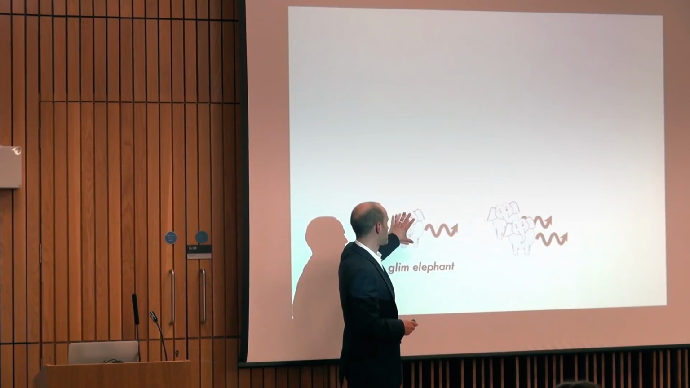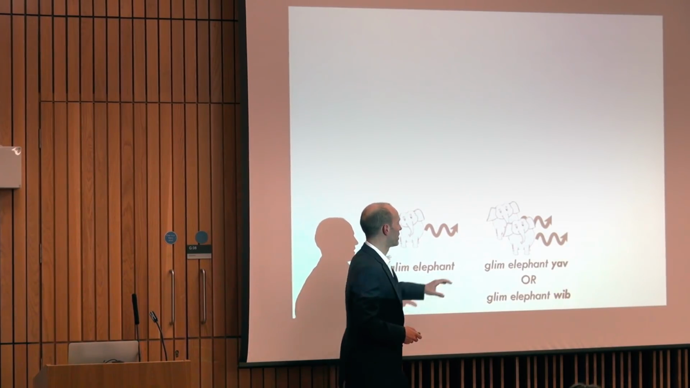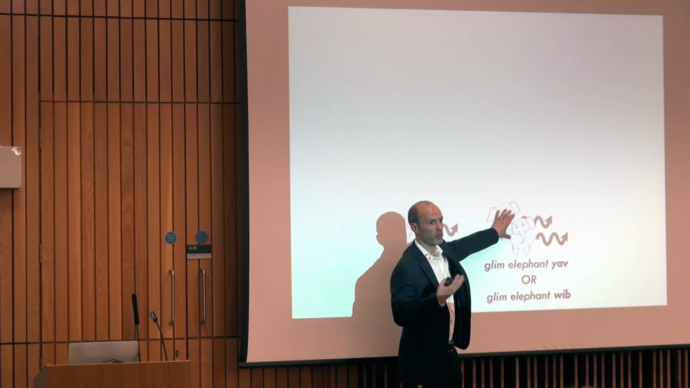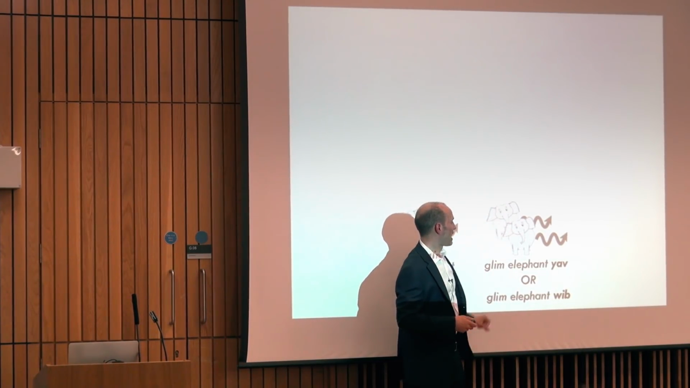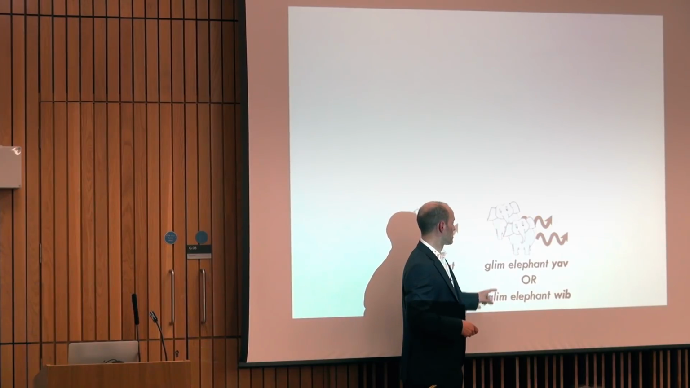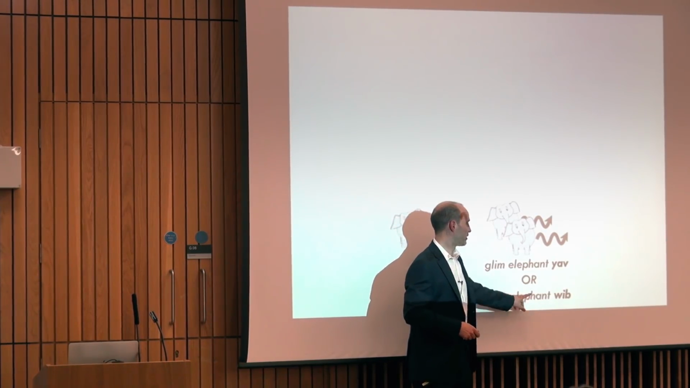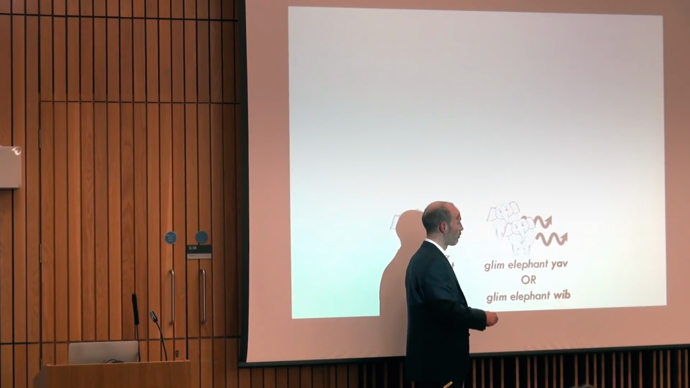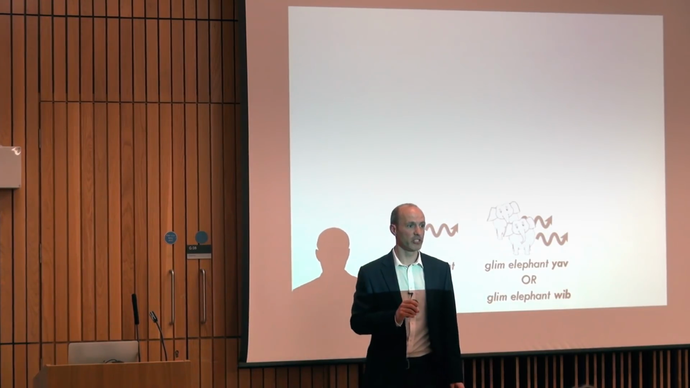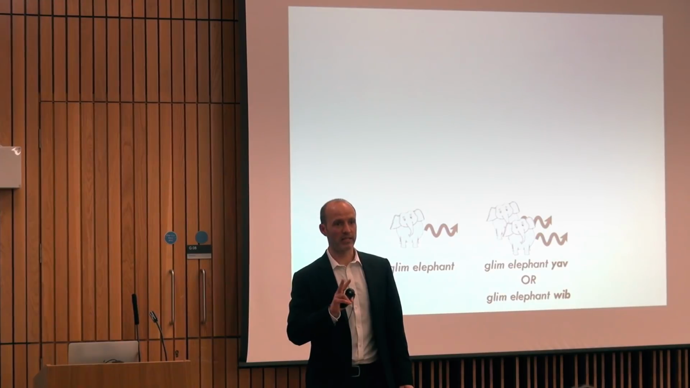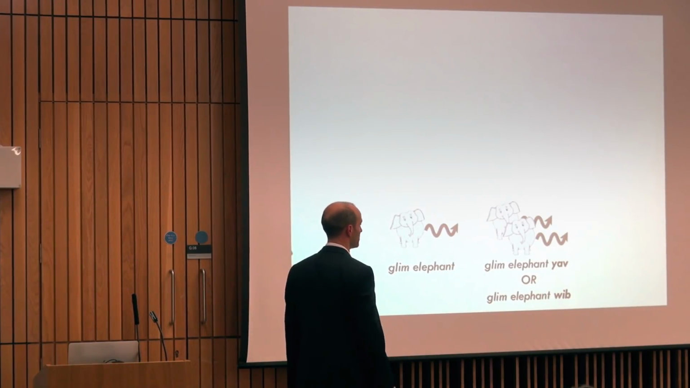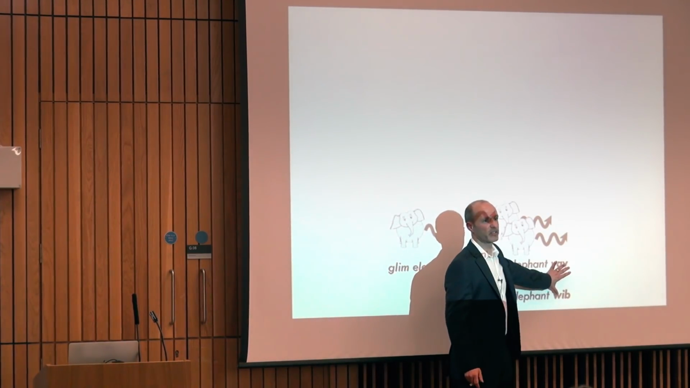Okay, so participants are trained that they can describe this kind of event using this sequence of words. And they're trained that in order to describe this kind of event, where there's multiple elephants in the scene, they have to add an extra word to the end of the sentence. So this scene would either be described glim elephant yav or glim elephant wib. Okay, so there's a novel word at the end of the sentence, and the only untidy element of this simple little artificial language is that there are two ways to mark plurality, two ways to signal that there are two animals in the scene, and those two forms occur interchangeably.